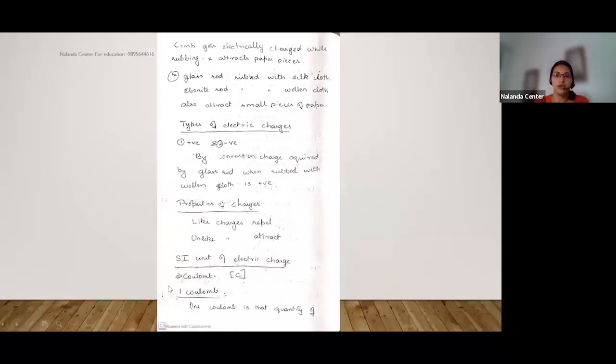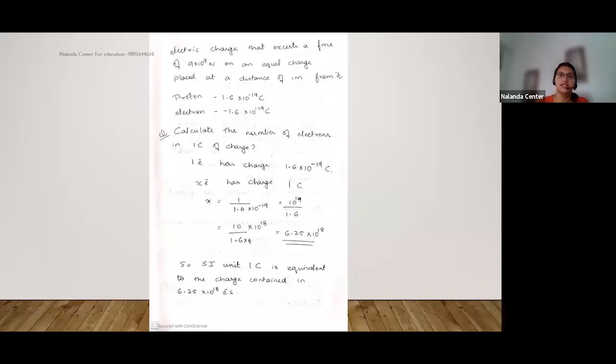So what is 1 coulomb? 1 coulomb is that quantity of electric charge that exerts a force of 9 into 10 raised to 9 on an equal charge which is placed at a distance of 1 meter from it. So this is one of the definitions of coulomb.